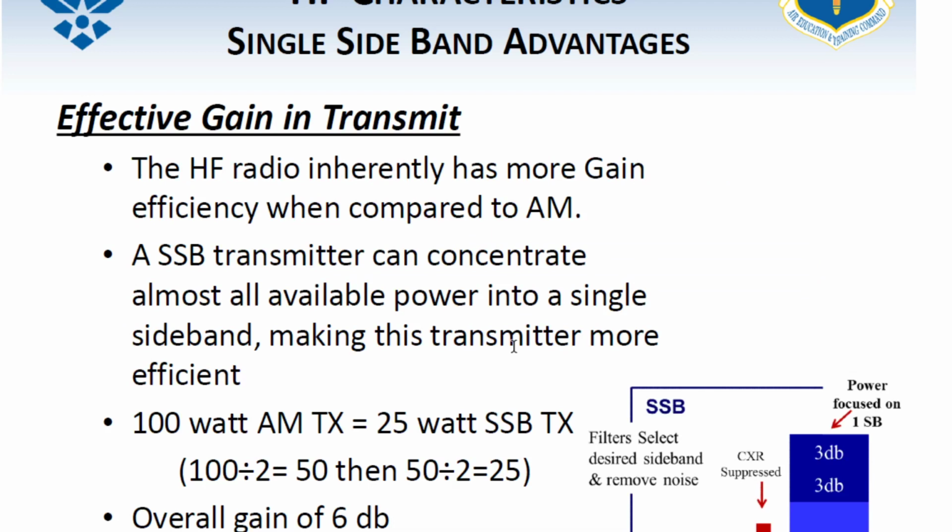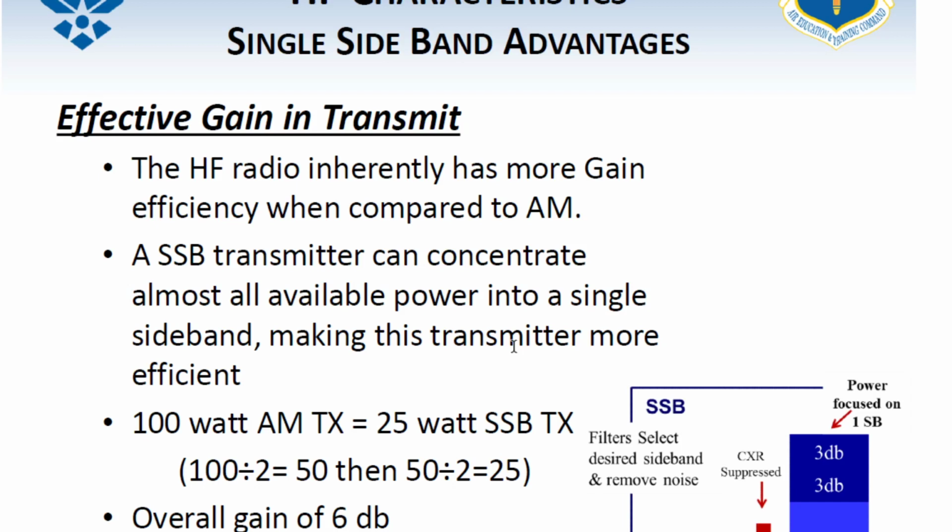So because of the effective gain in transmit, the HF radio inherently has more gain efficiency when compared to AM. It's because a single sideband transmitter can concentrate almost all of its available power into a single sideband, making this transmitter more efficient. A 100 watt AM transmit equals 25 watt single sideband transmit. And then they go through some math: 100 watts divided by 2 equals 50, and then 50 divided by 2 equals 25. I don't know why they didn't just do 1/4 of 100 there, in case anybody's asking.